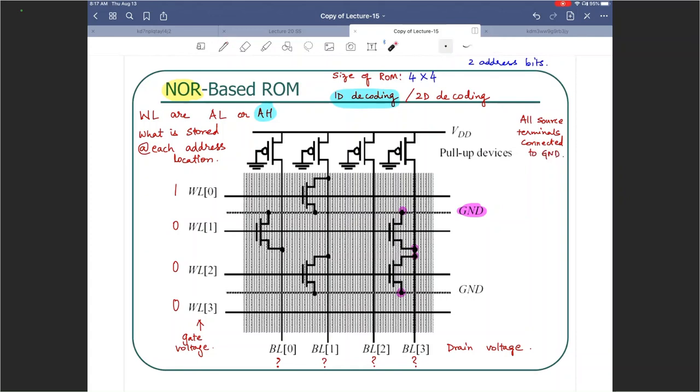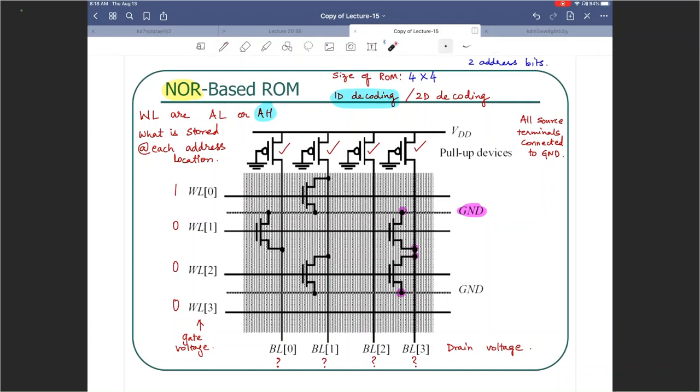What do we have in the pull-up network? The pull-up network is actually PMOS transistors that have their gate terminal connected to ground, which means that all these guys by default are already turned on, which means that all bit lines are pulled up to high voltage by default. Now, we need to activate the word lines to see whether some of these bit lines actually go to zero or not. So let's see what happens when your word lines are 1000.